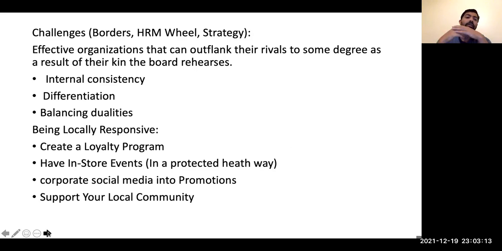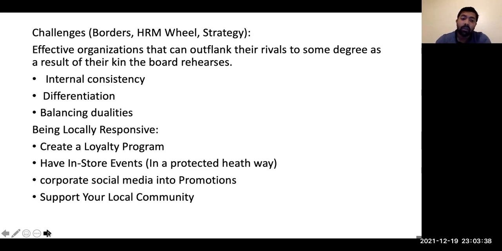So internal consistency and differentiation are 2 different points, and a successful organization should have a balance between those 2 points, and that's called balancing dualities. Being locally responsive: as the company is going to Bangladesh, it's a new market for GAP, so there are some programs and steps we need to follow.